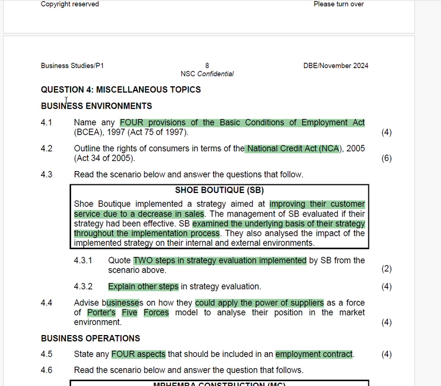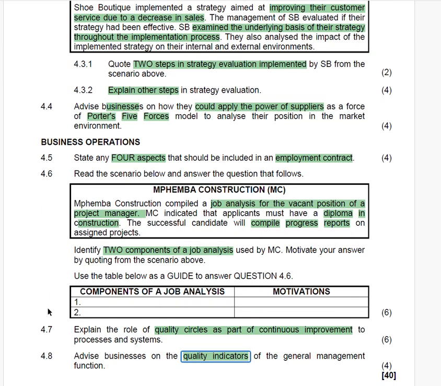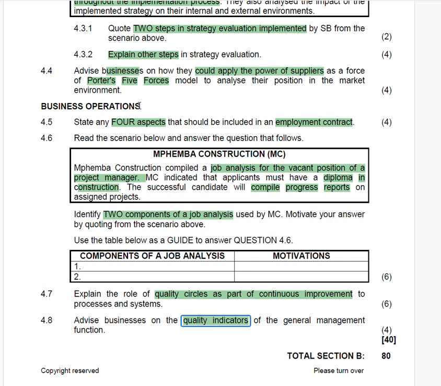We did business environment, question number 4.1 to 4.4. If you're interested to see those questions, please go and look at my previous video, which covers the business environment. In today's video, we're going to be focusing on the business operation section. So in the business operation section, we have question 4.5 until 4.8, and we'll do all those questions in this video. 4.5 states: any four experts that should be included in an employment contract.